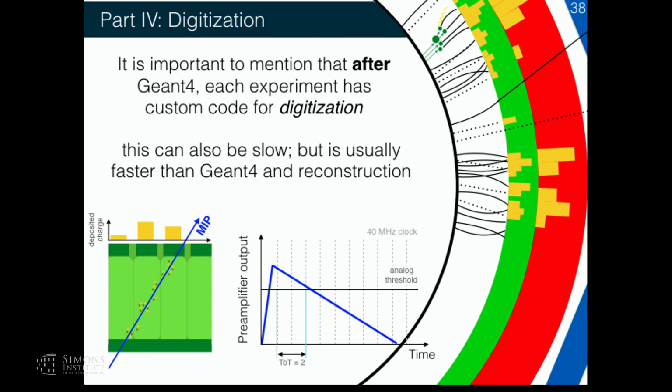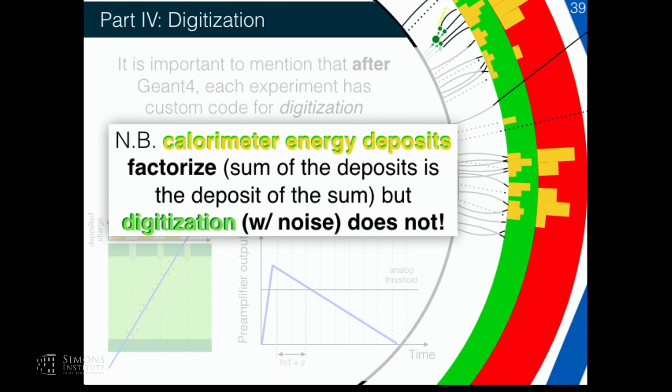But I just want to mention it here because there's an important point, which is that calorimeter energy deposits factorize, in the sense that if I have 4 particles depositing energy in a calorimeter, the energy that is deposited is the sum of the energies from each particle. But the digitization, this detector electronics and all that kind of modeling, is not linear. So noise, for instance, and nonlinear thresholds impose some effects which cannot be modeled by factorizing the deposition of energy from all the particles. Yes?